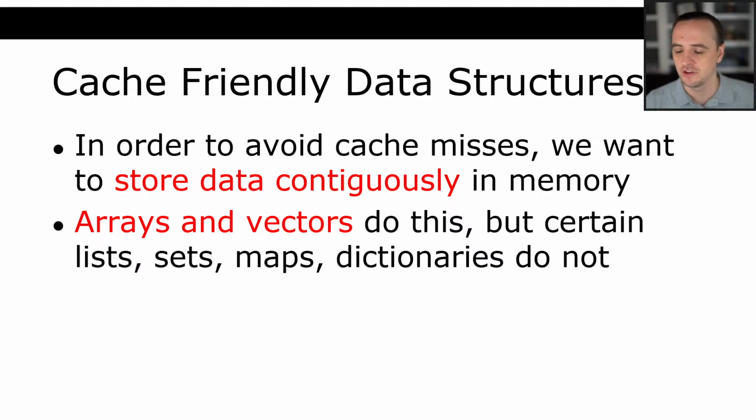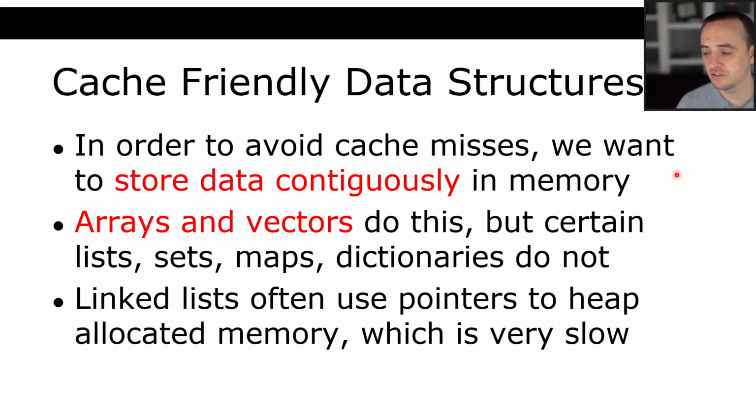Arrays and vectors store data contiguously, but it is not guaranteed that lists, sets, maps, or dictionaries do. In practice, most of these structures do not store data contiguously. Linked lists typically do not. Sets typically do not. Maps typically do not. Dictionaries do not. And so, if you're storing your data in one of these data structures, you're going to get far more cache misses than if you store them in arrays or vectors.